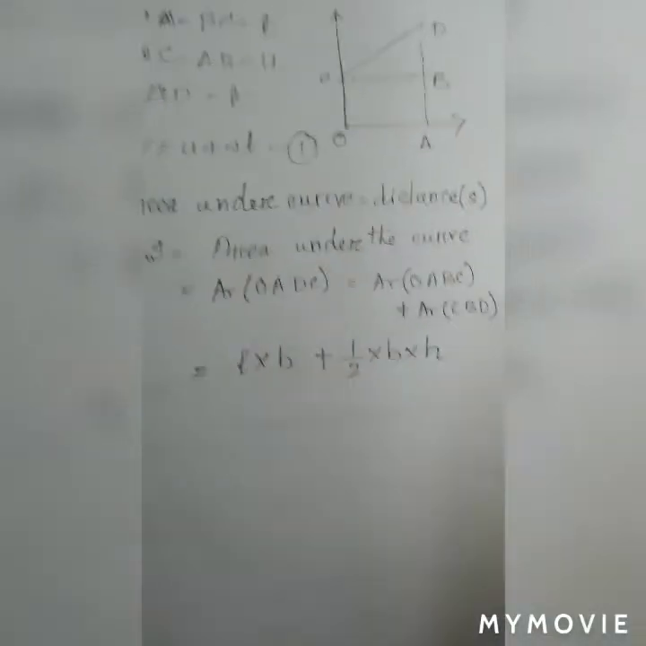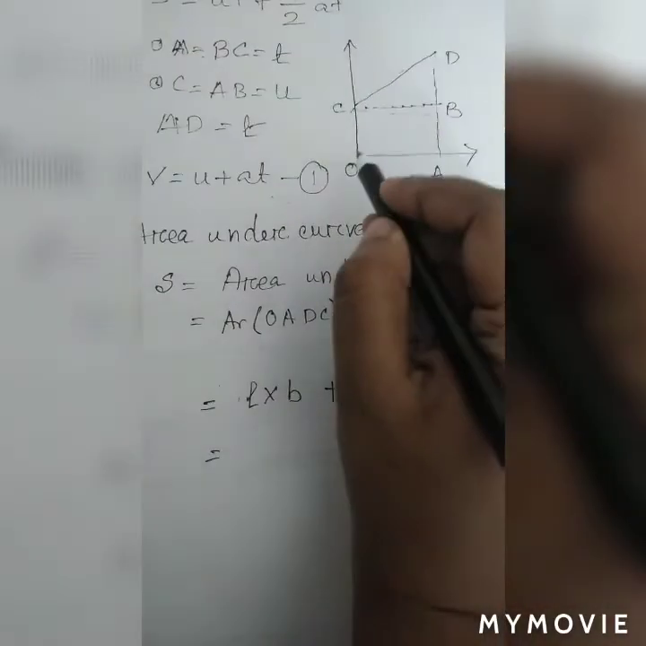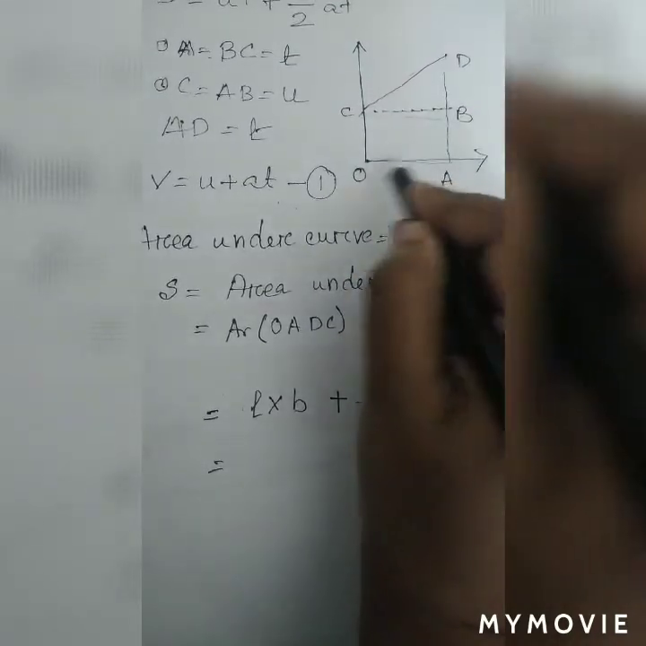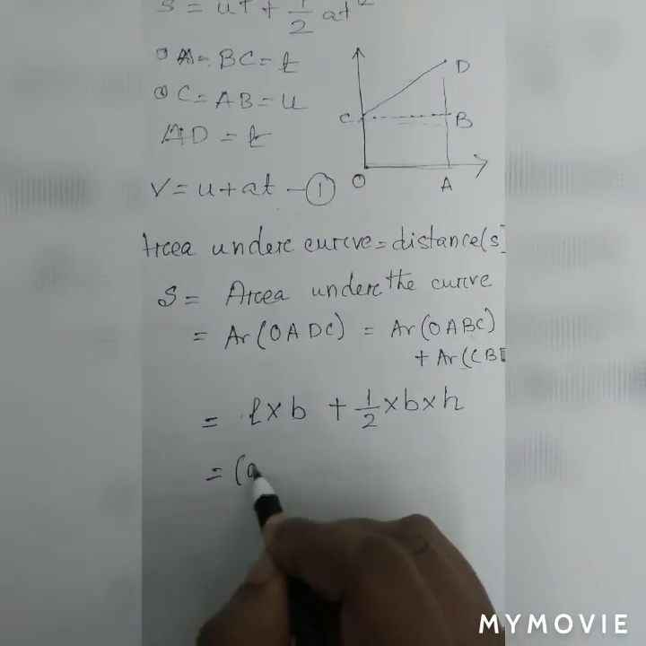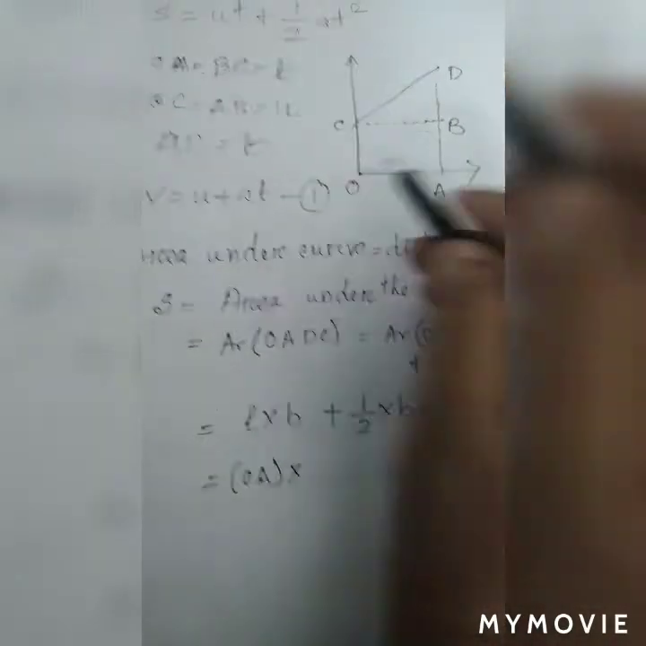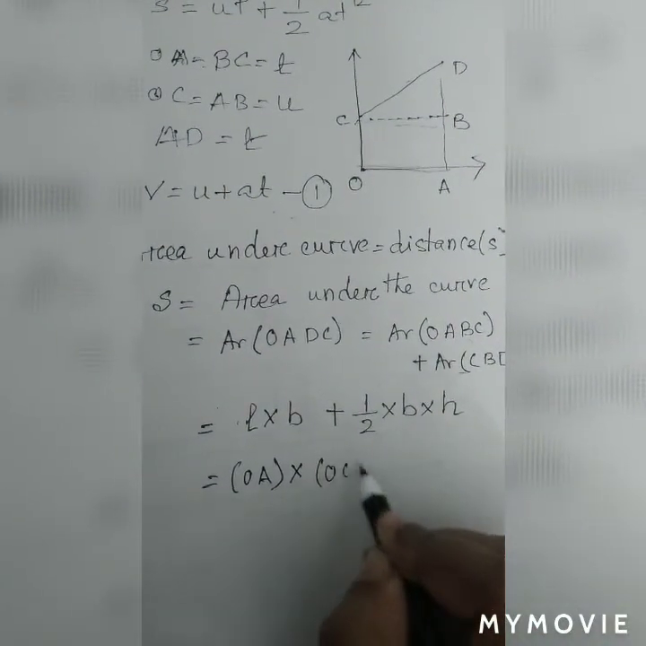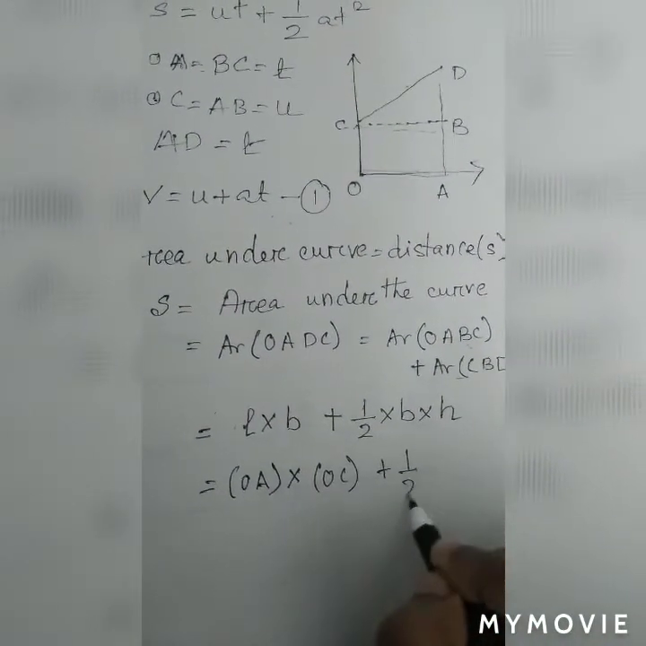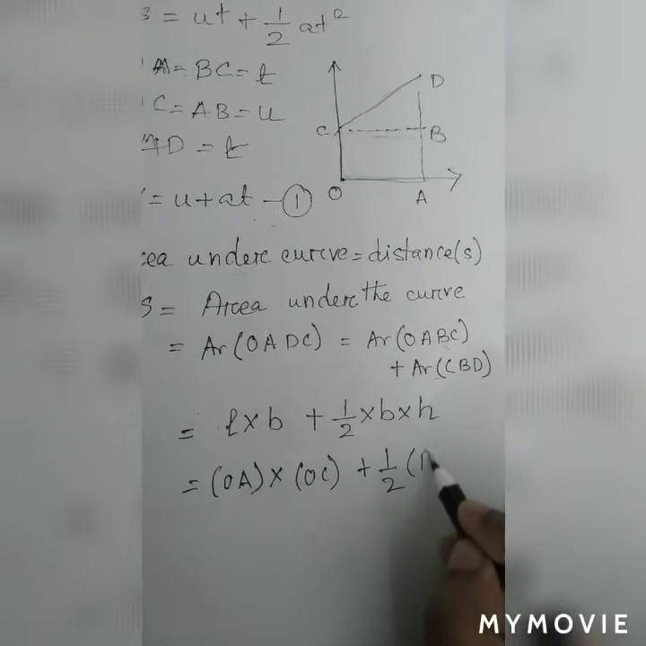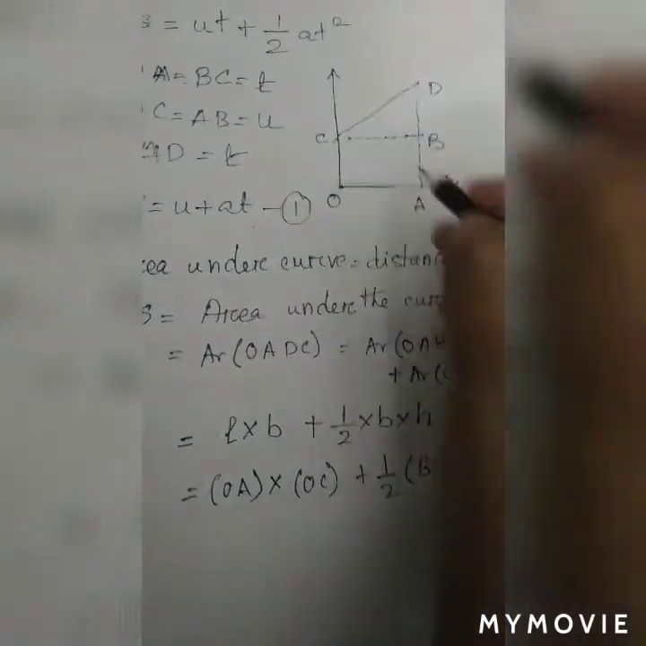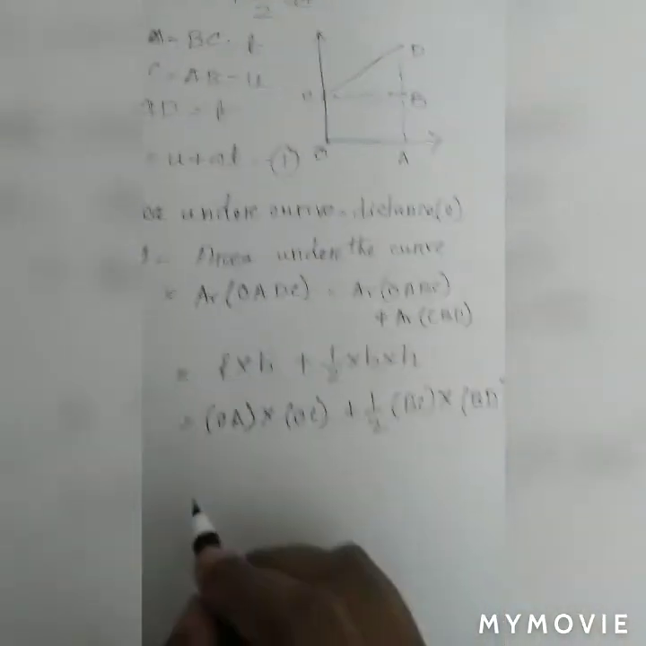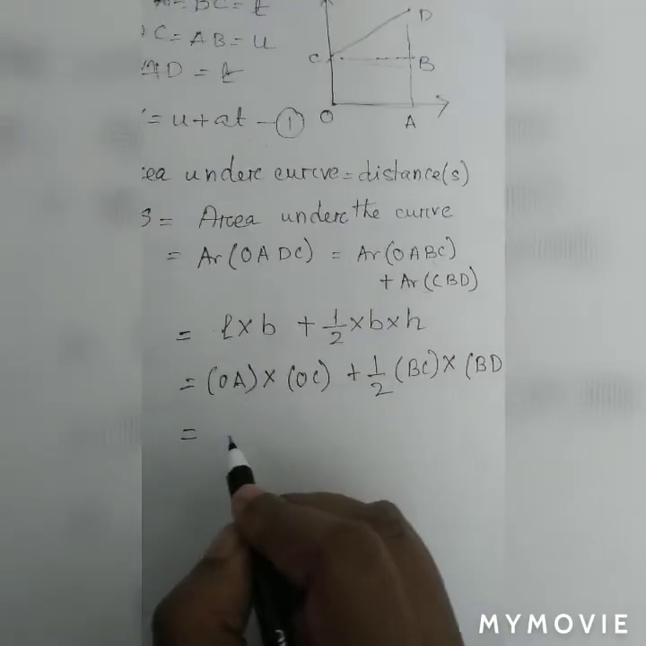Now, I am coming to what is length. Length of the rectangle is OA. What is the breadth of the rectangle? OC. Plus half into what is the base of the triangle? BC. Into what is the height of the triangle? BD.